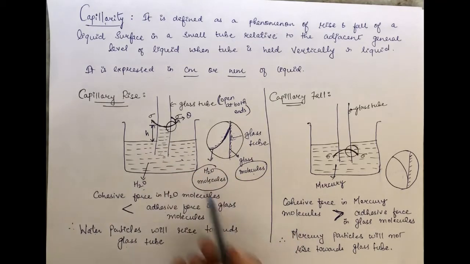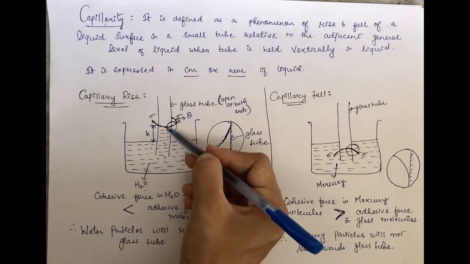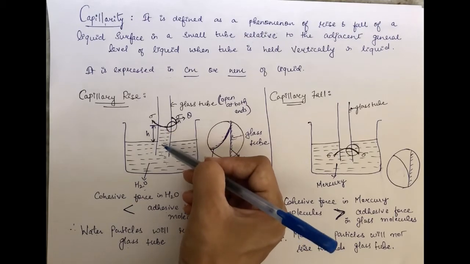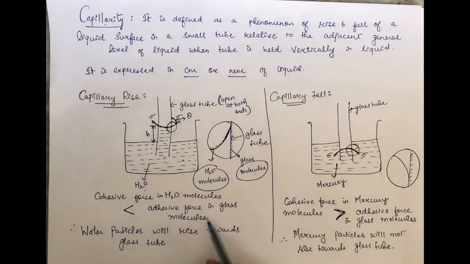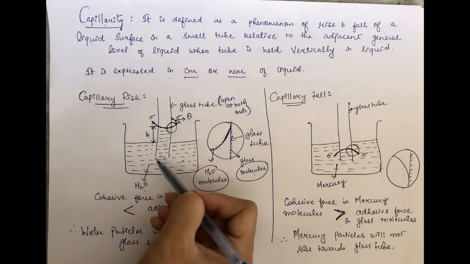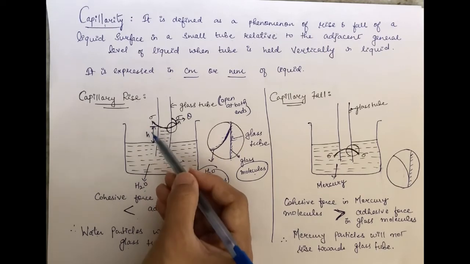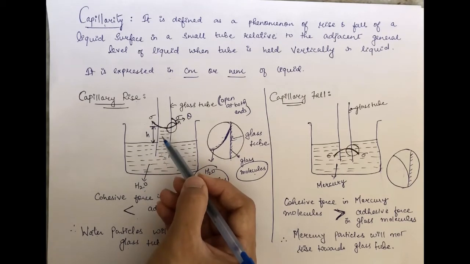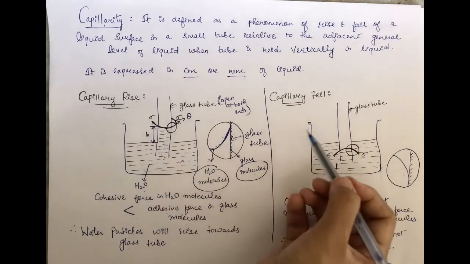So this is called capillary rise, because the liquid in the glass tube will rise. Why will it rise? Because the cohesive forces in the water molecules are less than the adhesive forces of the glass molecules, as a result of which there is a rise in the capillary, and it is known as capillary rise. So capillary rise is a phenomenon occurring due to the cohesive and adhesive forces as well as the phenomenon of surface tension.